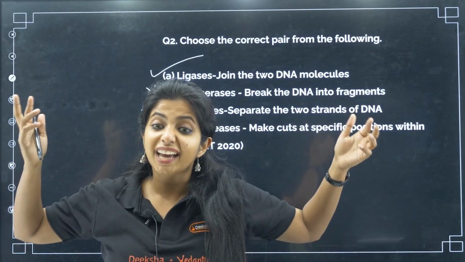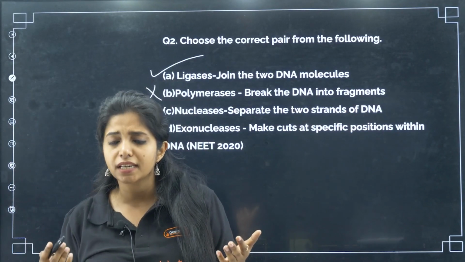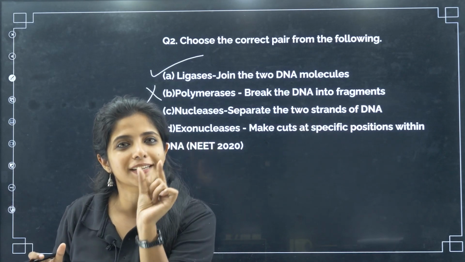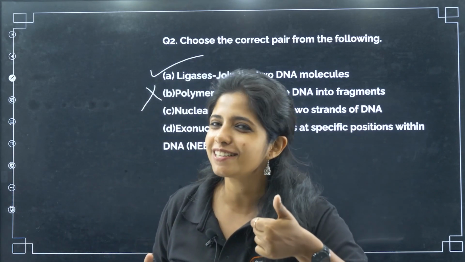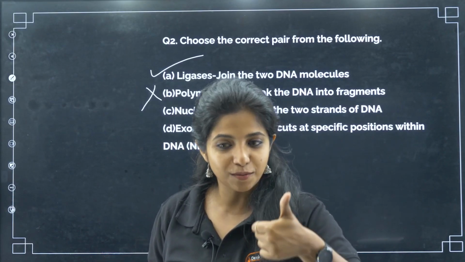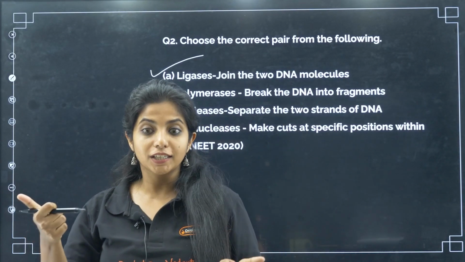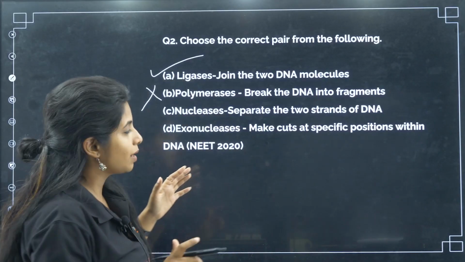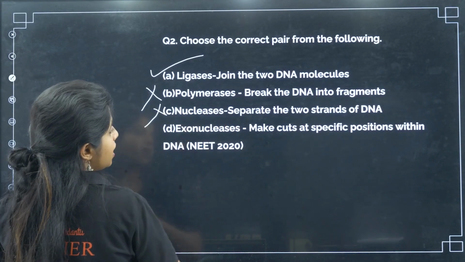That is usually done by helicases, okay? You're talking about nucleases. Nucleases, as in it is going to cut nucleic acid. And what is nucleic acid? Deoxyribonucleic acid 1 and then ribonucleic acid 2, that is DNA and RNA, my dear children. Okay, so it's not about separation of two strands, this would be wrong.